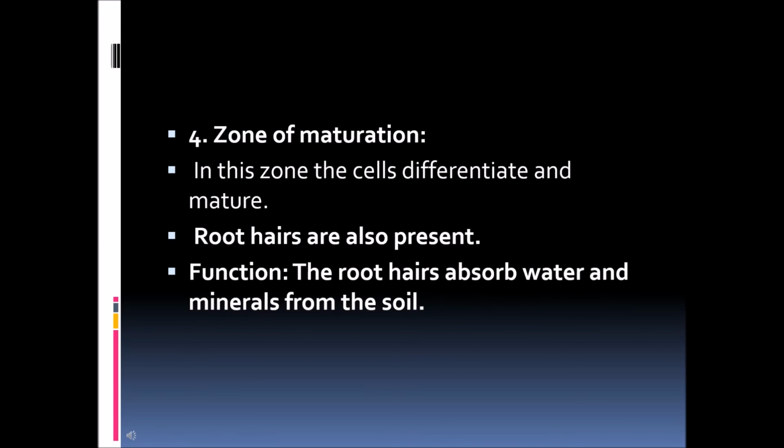The next zone is the zone of maturation. In this zone, what happens? The cells start differentiating and they get mature. The root hairs are present in this zone of maturation. The root hairs help to absorb water and minerals from the soil.